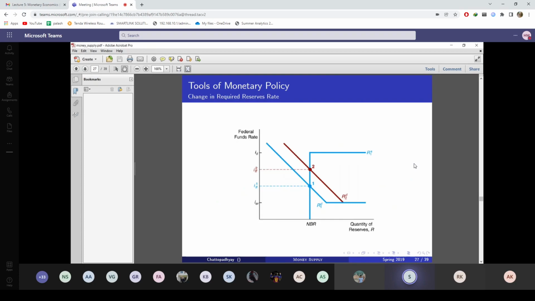The second tool of controlling money supply is required reserves, RR, and from the formula of money multiplier, what have we seen? Dashrath, Meena, yes sir. Can you please tell me, when required reserves rise, what happens to money supply?